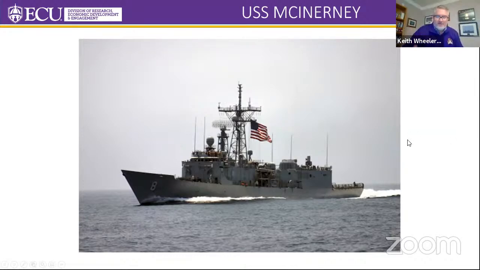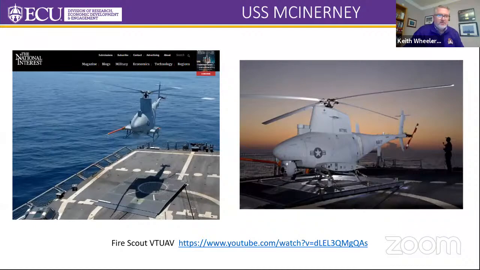So this is the next ship I'll talk about. I had command of USS McInerney down in Florida. It's a frigate, one of the older ships in the inventory. I think we've gotten rid of all of them now. One of the cool things that we got to do on McInerney, even though we were one of the oldest, was to bring the Navy's newest autonomous rotorcraft into the inventory. And so we took it out to sea and did its first at-sea autonomous testing.